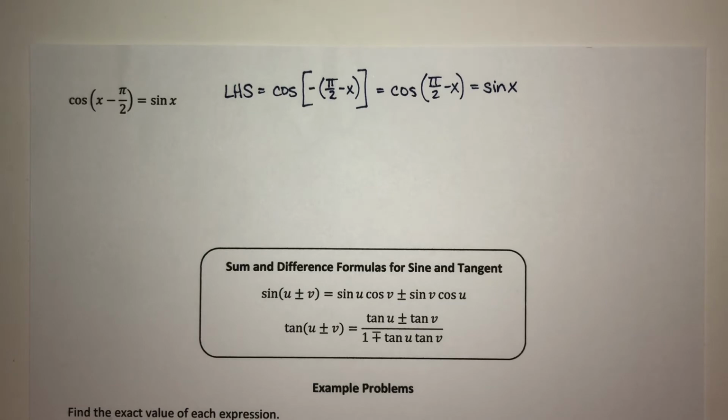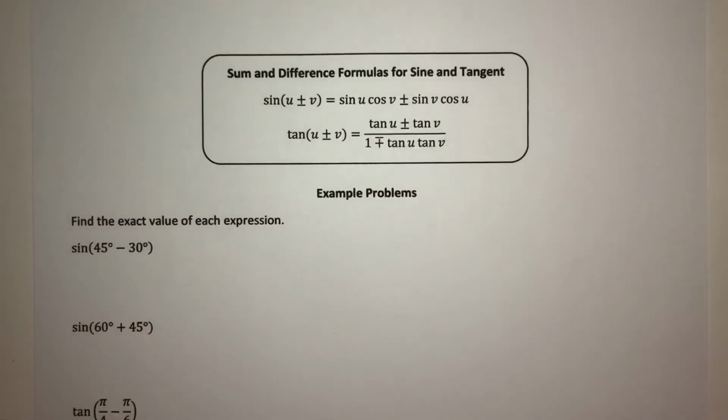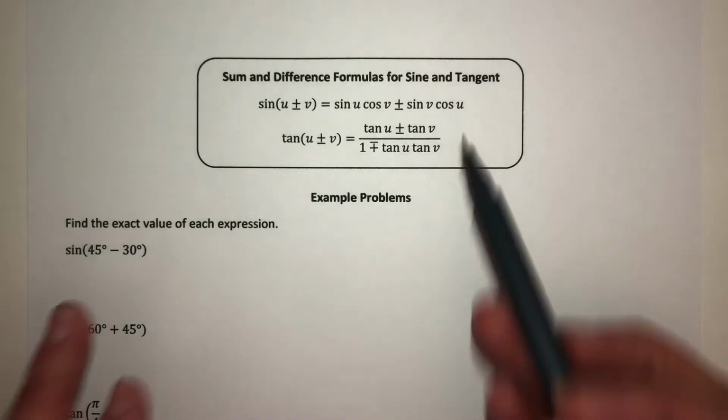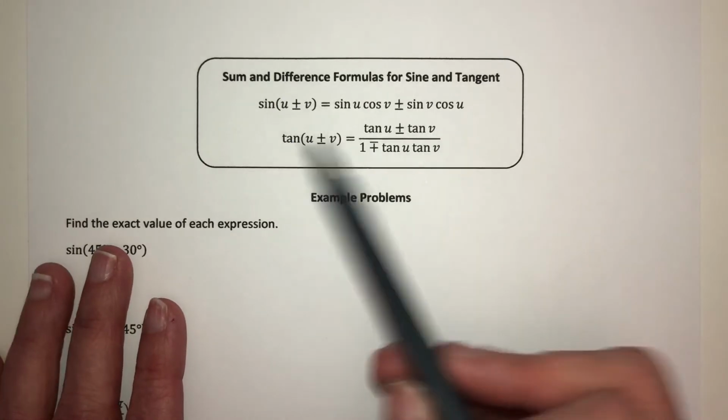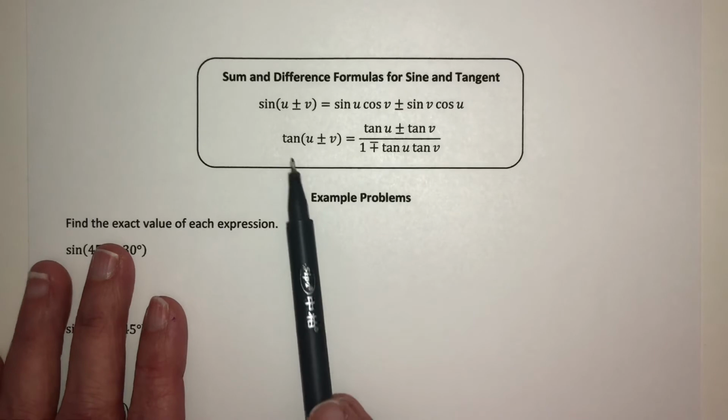Okay. Now let's talk about the sum and difference formulas for sine and tangent. You can use the addition and subtraction, sum and difference formulas for cosine and the cofunction identities to get these identities. I'm using the plus minus and minus plus again.